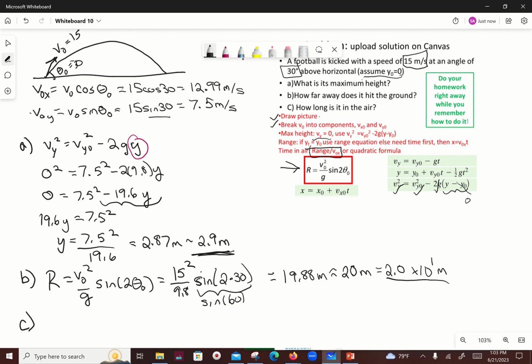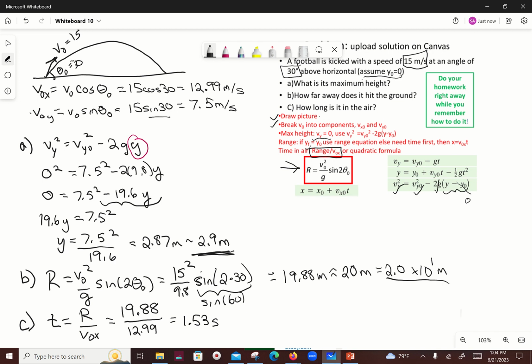So let's do this so I can solve that the time is equal to the range divided by v0x. And I know both of those numbers. So my range, I'm going to put in my unrounded number so I don't get a wrong number, 19.88, divided by v0x, which was 12.99. And I get a time of 1.53 seconds.